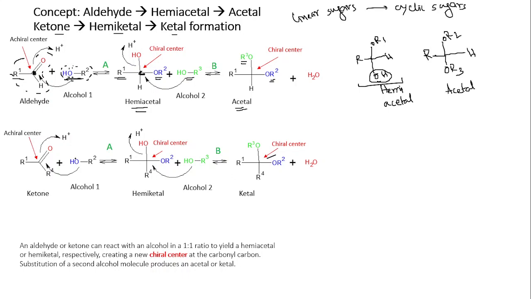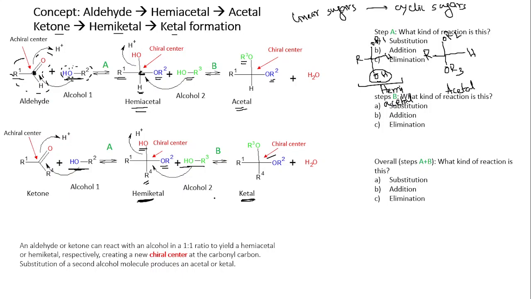Similarly for ketones, if an OH group reacts with this and forms this OR2 and the OH, this is a ketone. So here you have an H and here you have an R. This is called a hemiketal, and here we are forming a ketal. That is, when one more alcohol reacts, we call it a ketal. Okay, so that is that.